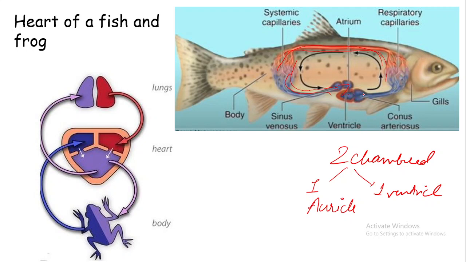From the ventricle it goes to the conus arteriosus. From there it goes to the gills. Just take a note, it is the conus arteriosus which supplies deoxygenated blood to the gills. These gills convert deoxygenated blood into oxygenated blood and supply that to all the parts of the body. When the exchange of oxygen with carbon dioxide takes place, the deoxygenated blood comes back to the heart through the sinus venosus. This is about the type of circulation in the heart in case of fishes, only a two chambered heart.